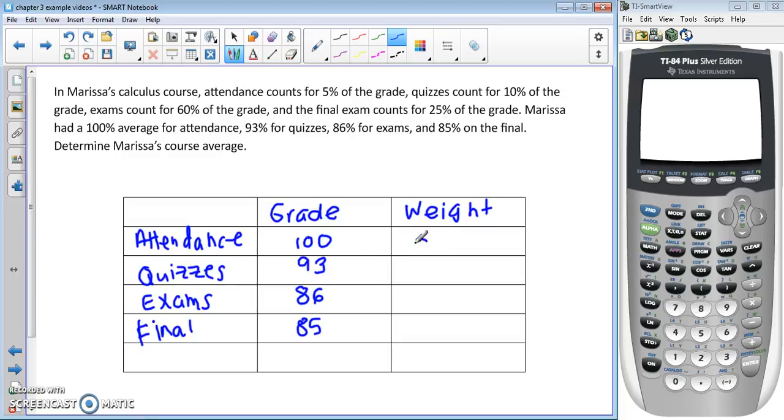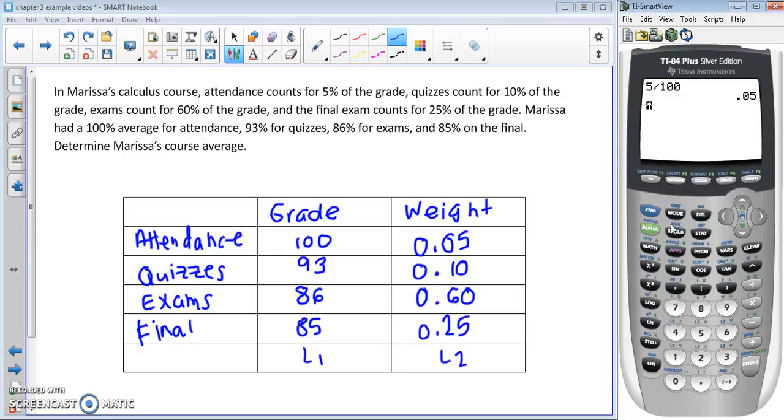So her weight here for attendance is going to be 0.05. So I can just take those and divide them by 100. So 5 divided by 100. Write those as decimals. So 0.10, and then here we have 0.60 and then 0.25. So we're going to type the grades in L1 and the weights in L2.